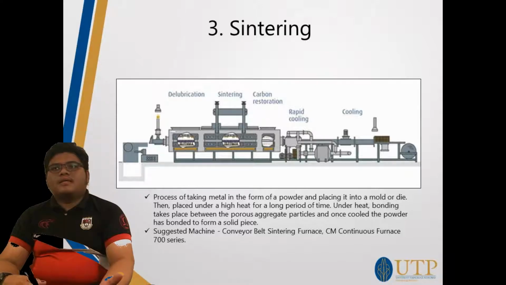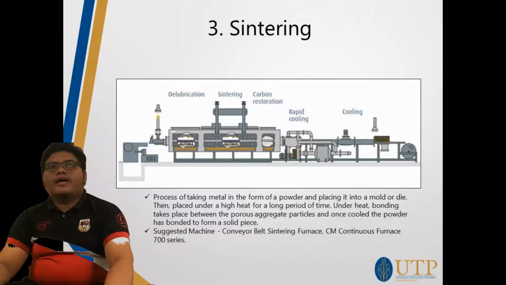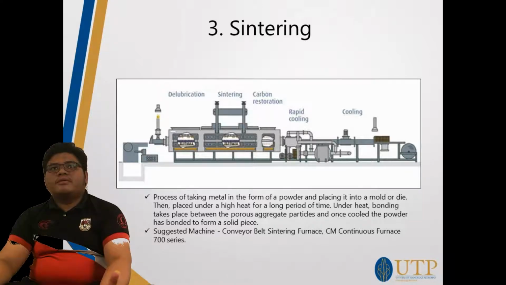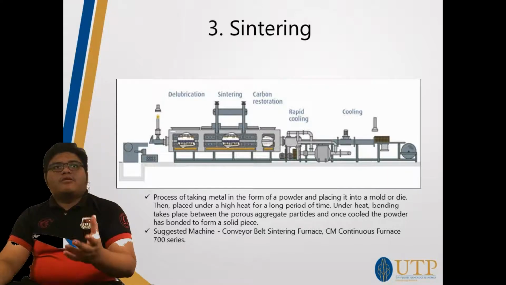After the product is placed under high pressure in the mold, we go to the sintering process on the conveyor belt, taking the metal in the form of powder and placing it into a mold or die. Once compacted into the mold, the material is placed under high heat for a long period of time. Under the heat, bonding will take place between the porous and grain particles, and once cooled, the powder will bond to form a solid piece. That's all for the sintering process.